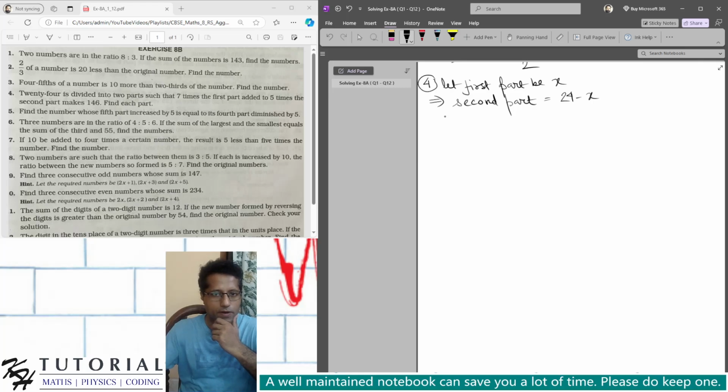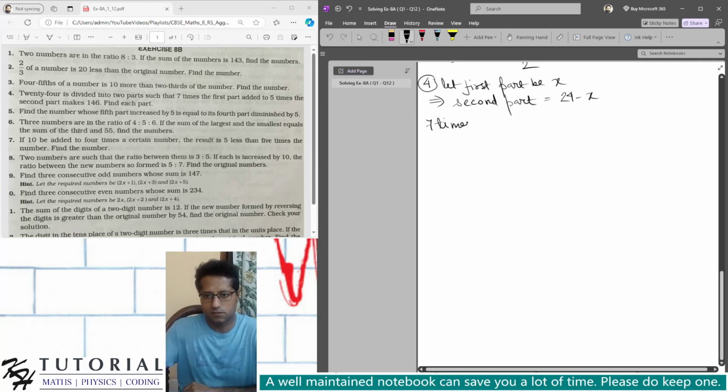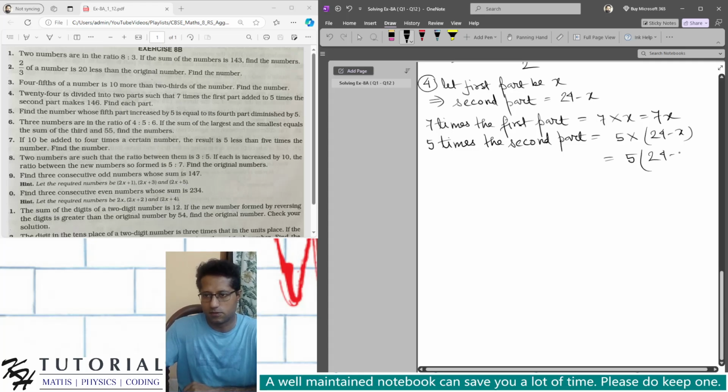Okay, now we have to see what other information is given. It is said that 7 times the first part added to 5 times the second part. Okay, 7 times the first part is 7 times x, that is 7x. Now 5 times the second part is equal to 5 times the second part, which is 24 minus x. So this is equal to 5 into 24 minus x.